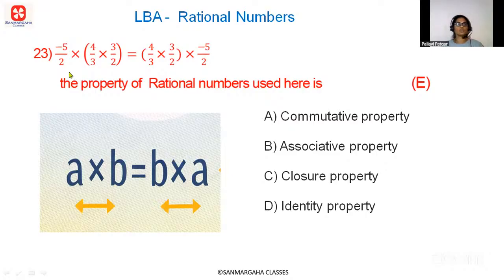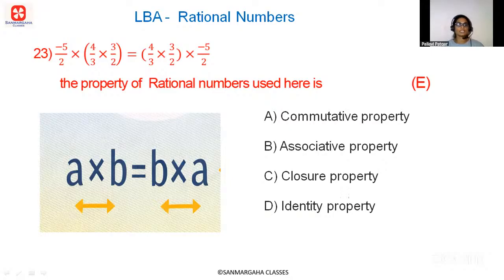In the rational number chapter, look at question number 23. Minus 5 by 2 into 4 by 3 into 3 by 2 is equal to 4 by 3 into 3 by 2 as a group into minus 5 by 2. So the property of rational numbers used here is option A, commutative property, option B, associative property, option C, closure property, option D, identity property.